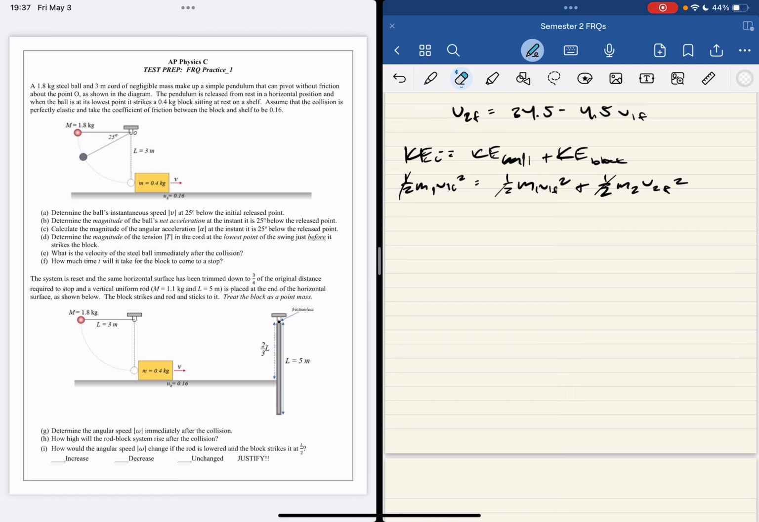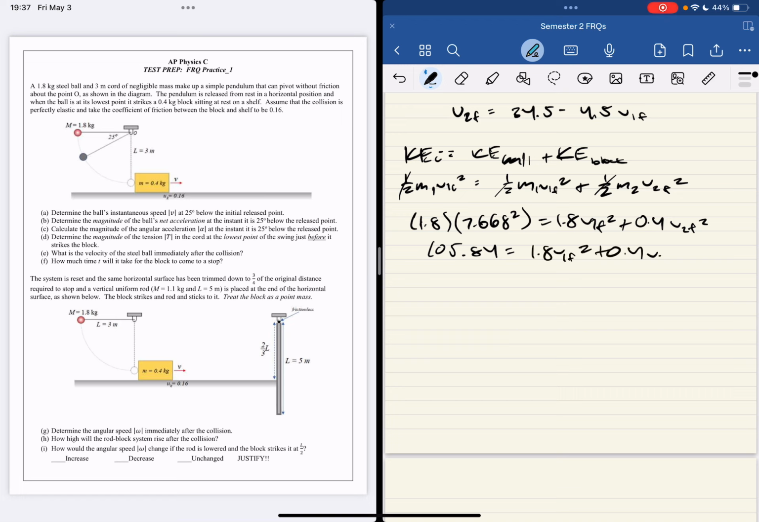So I get 1.8. We know from earlier 7.668 squared is equal to 1.8 V1F squared plus 0.4 V2F squared. Okay, simplify this real quick. 105.84 is equal to 1.8 V1F squared plus 0.4 V2F squared.